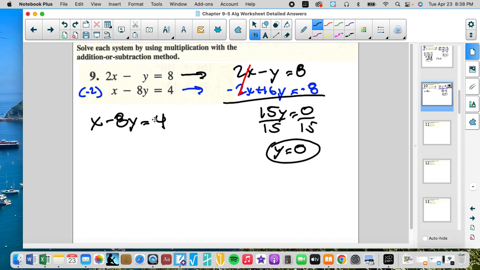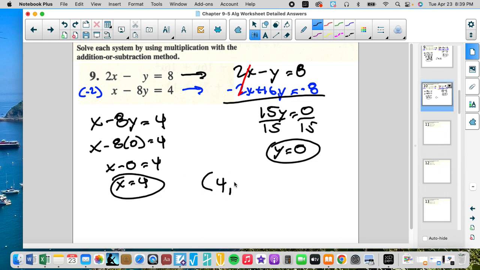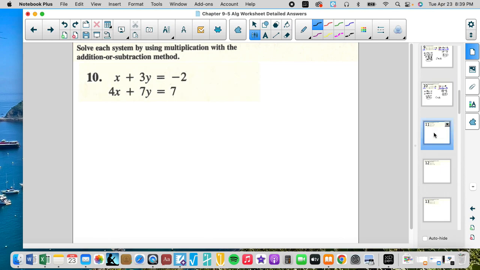x minus 8 times 0 equals 4. x minus 0 equals 4. x equals 4. So the point is 4, 0.